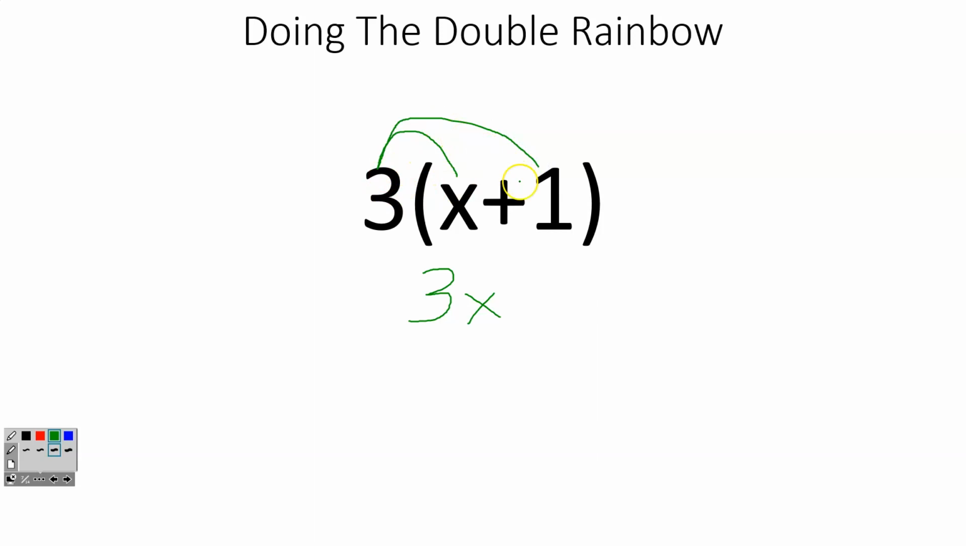So we have a 3 times a positive 1, which would give me an answer of 3. So to simplify this expression, you would just have an answer of 3x plus 3.